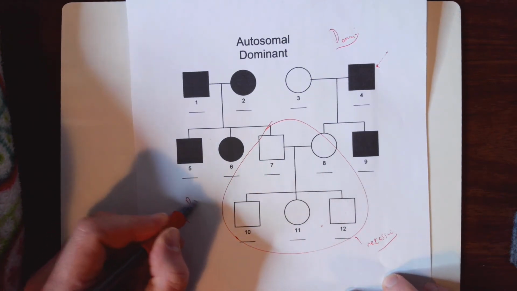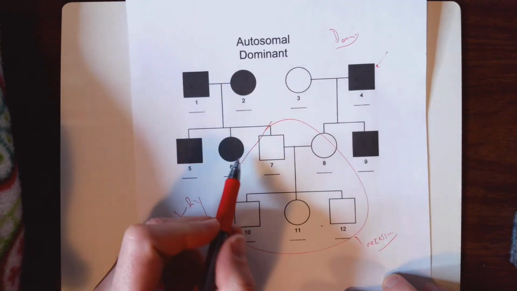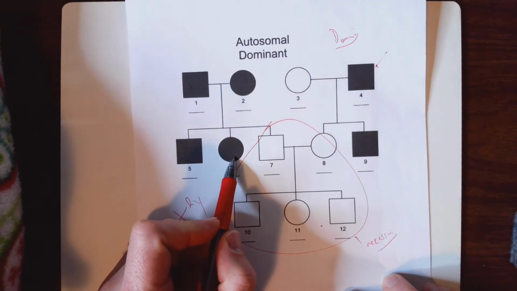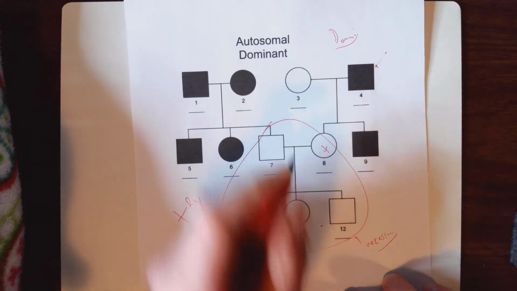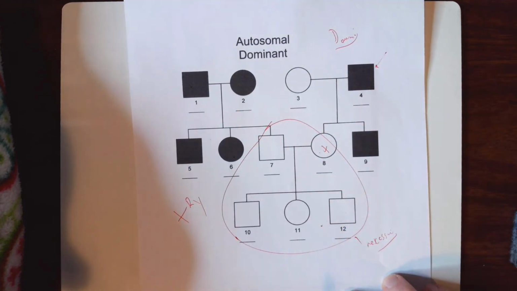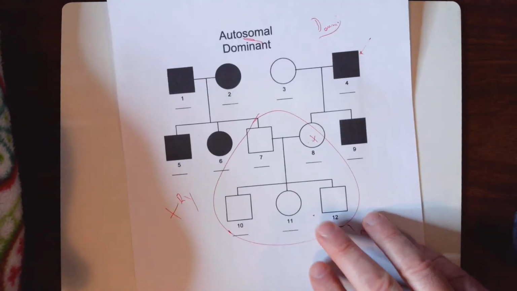Well, if it's X-linked dominant, fathers will always pass it to all of their daughters. Here's a father, he passed it to his only daughter. Could be X-linked. Here's a father, there's a daughter without the trait. Can't be X-linked. Impossible for this to be X-linked. It's got to be autosomal.